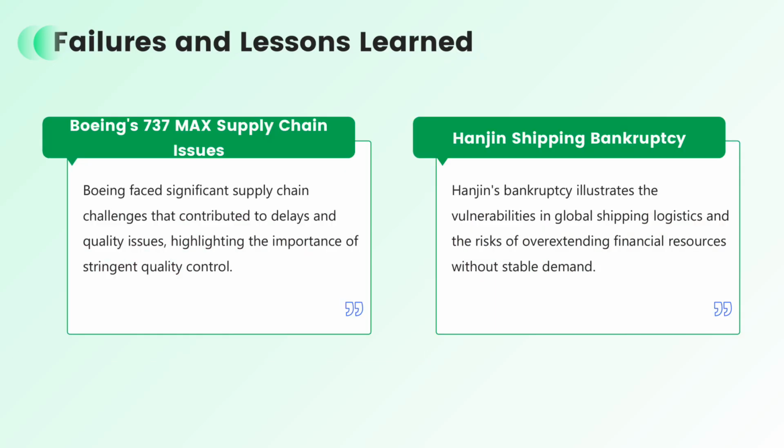Not every strategy succeeds, and failures teach important lessons. Boeing's 737 MAX supply chain problems highlighted the dangers of quality lapses and weak oversight, while the Hanjin shipping bankruptcy exposed vulnerabilities when global carriers overextend financially. Both cases underline the need for rigorous controls, financial resilience, and careful risk assessment.